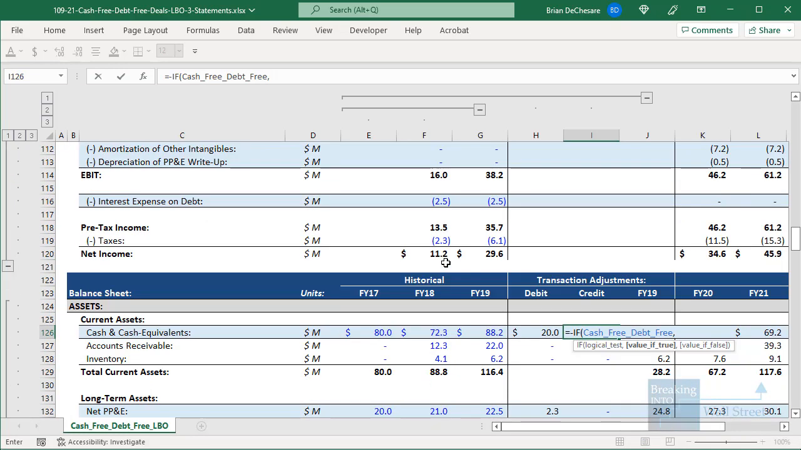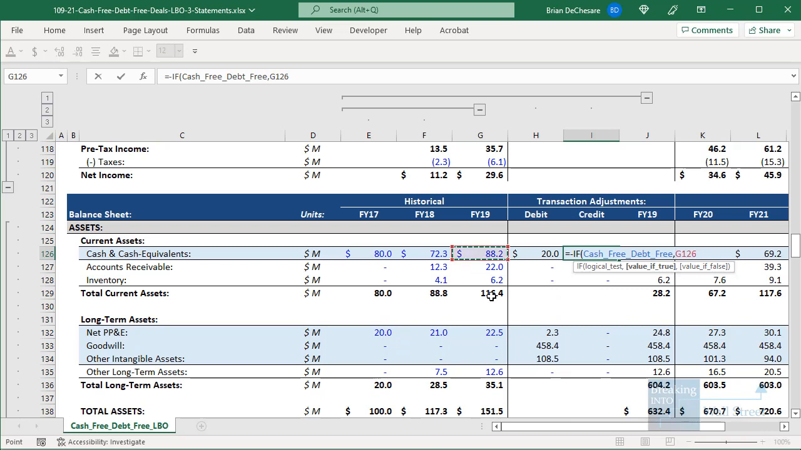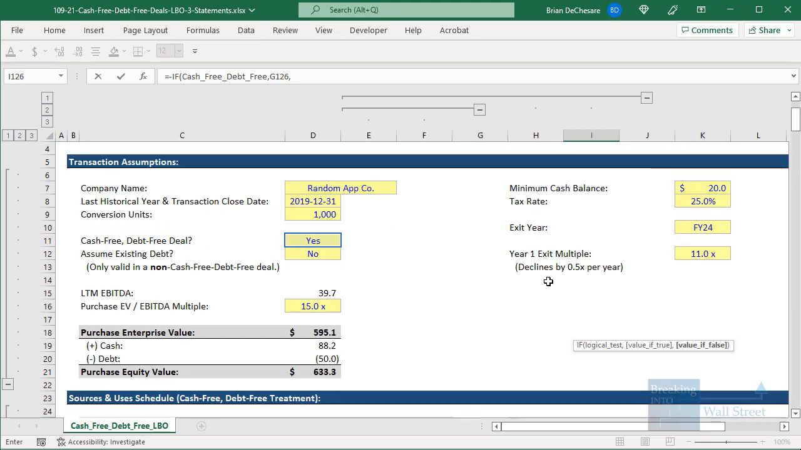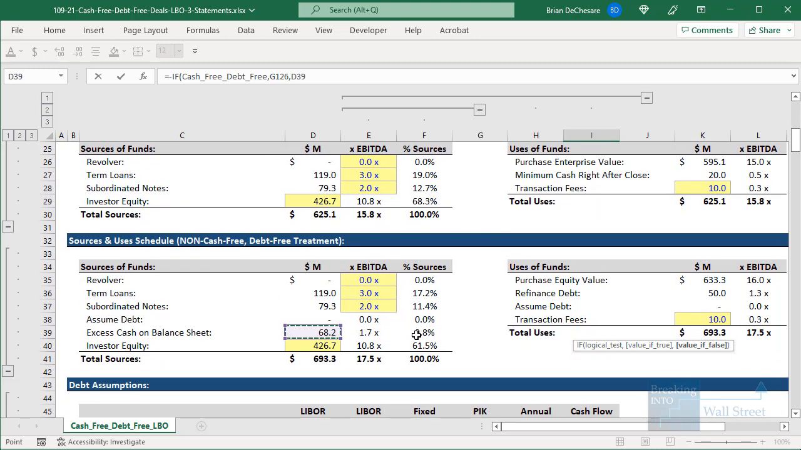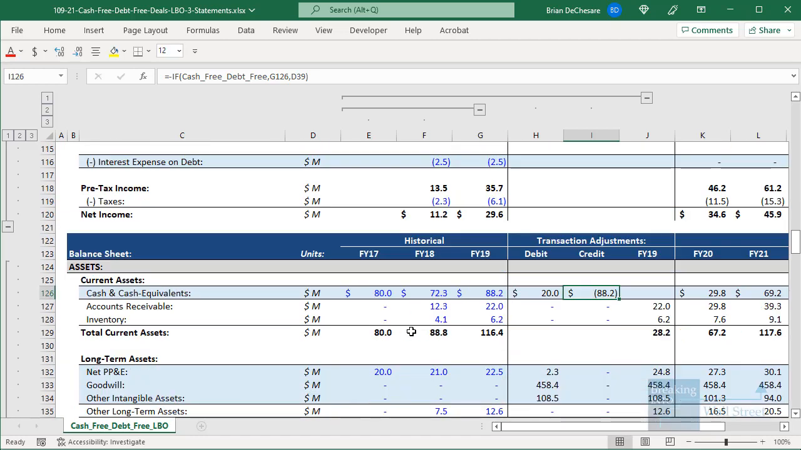And then on the credit side, if this is a cash-free, debt-free deal, then we need to go in and take the old cash balance right here and just remove this whole thing because it goes to 0 and gets replaced with the minimum cash balance in the cash-free, debt-free case. Otherwise, if it's not a cash-free, debt-free deal, then we go up and we can just link to the excess cash on the balance sheet instead. And so we have that. And then we can just add up all of these numbers and we get to our cash balance right here.